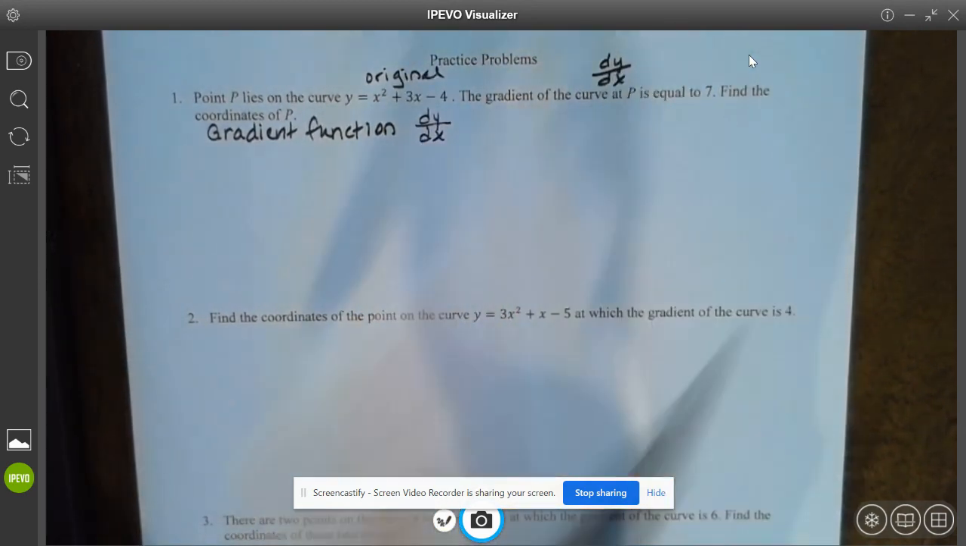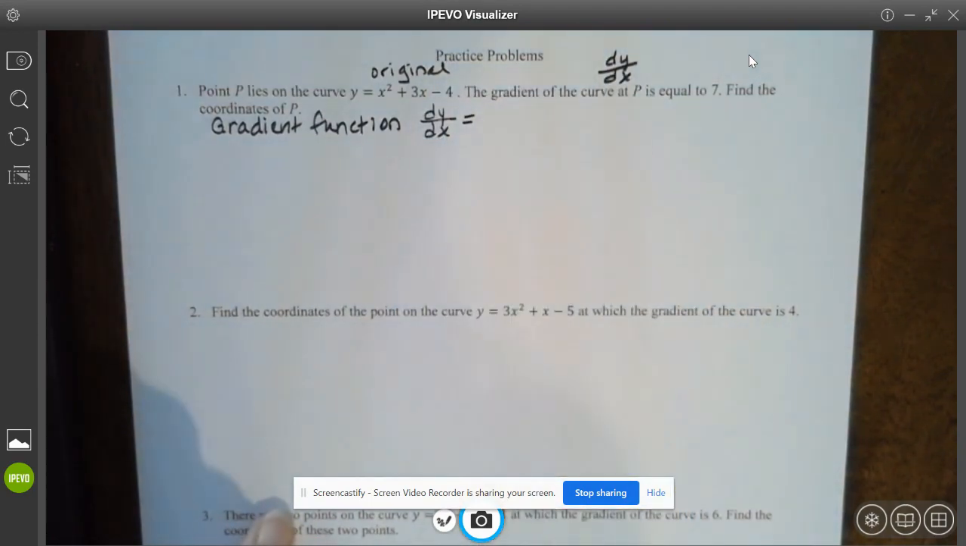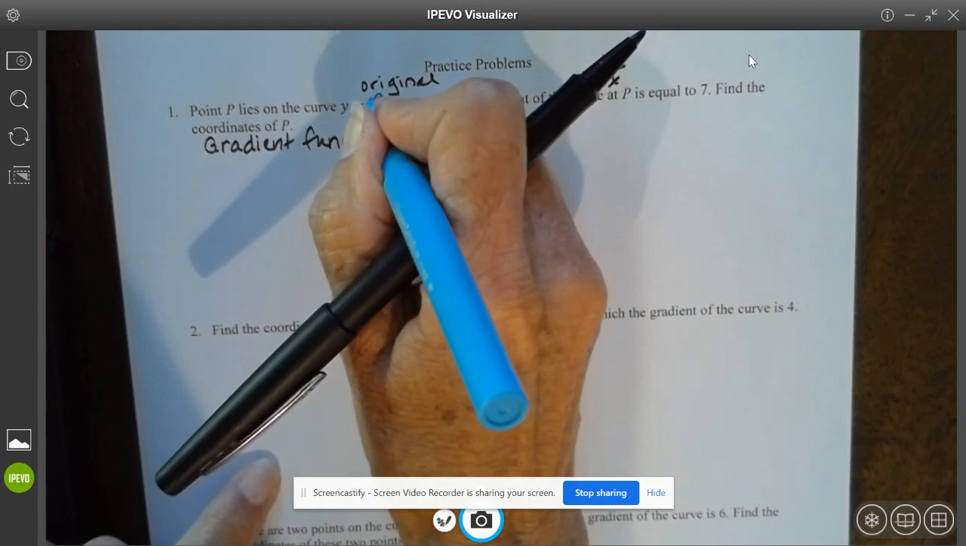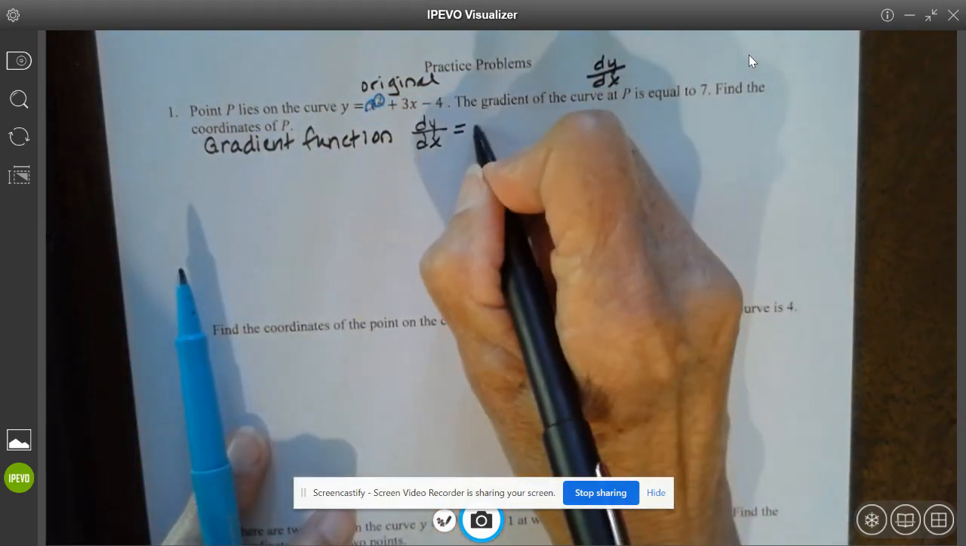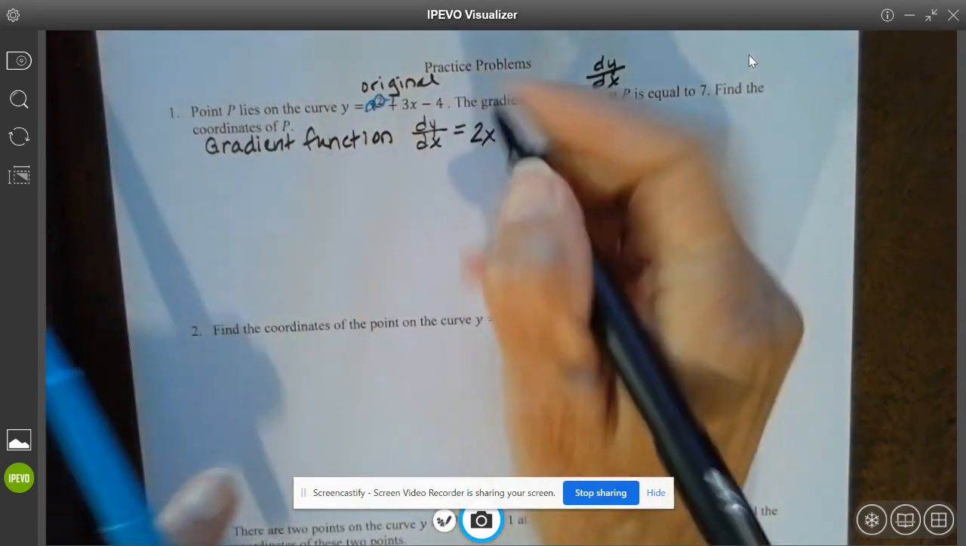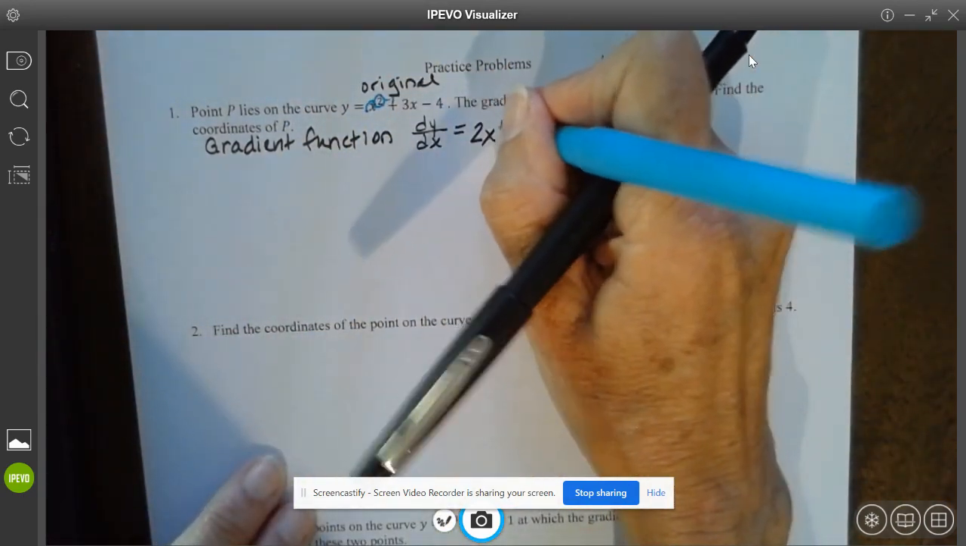That's why I showed that there. Equals, and we'll do the power rule. 2 times the coefficient of 1 is 2x. Then 2 minus 1 is to the power of 1. So I'll do it here so you know what I did.